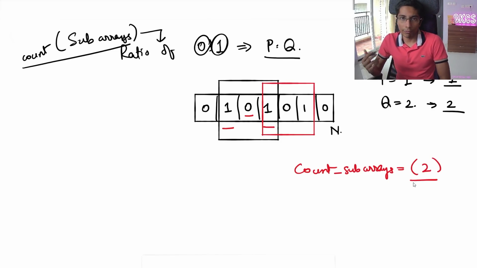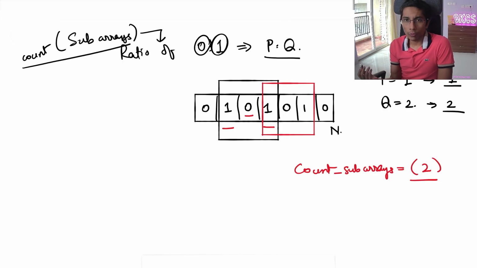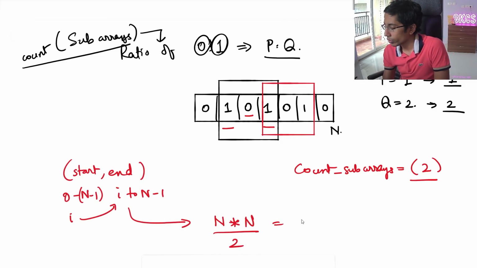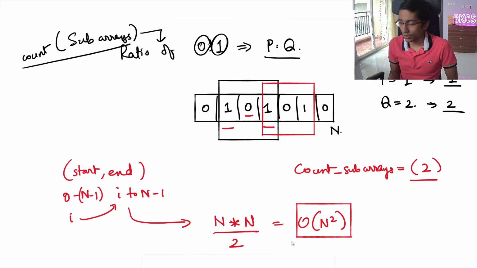Okay, we need to do this efficiently. So the most obvious brute force approach for doing this is to find all subarrays with a start and end index. So this is going to be order n square. Okay, this is not going to pass our time limit. We are looking for something faster.